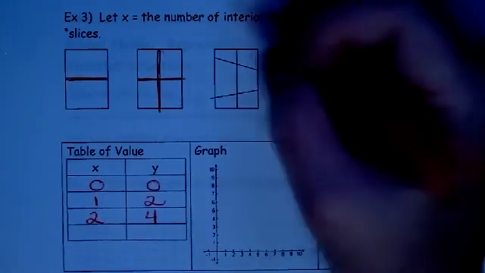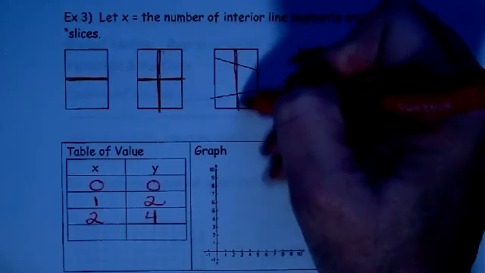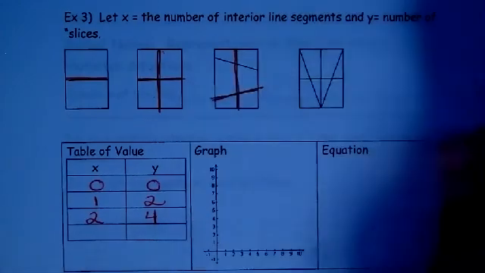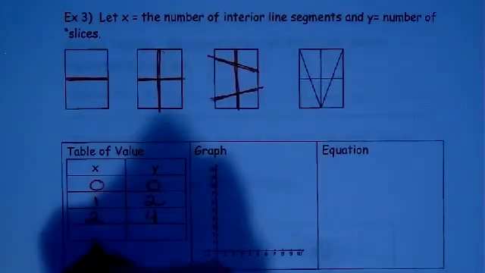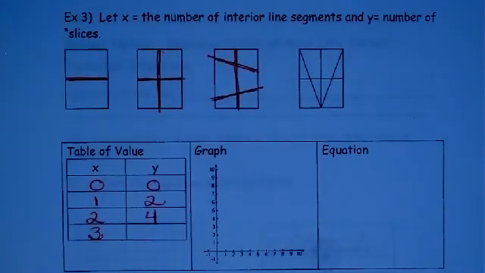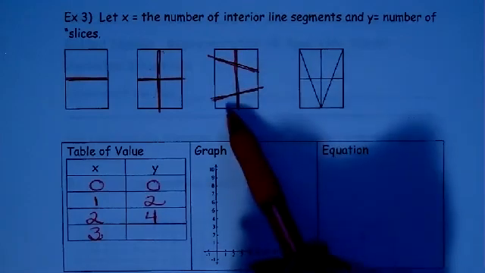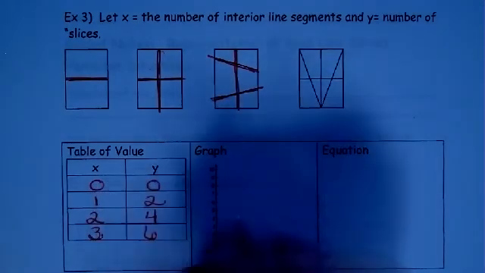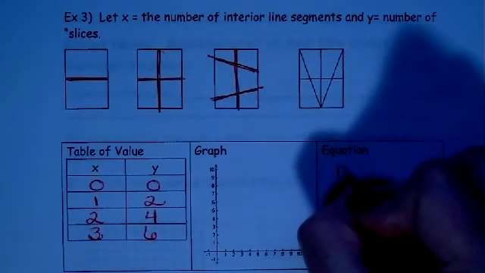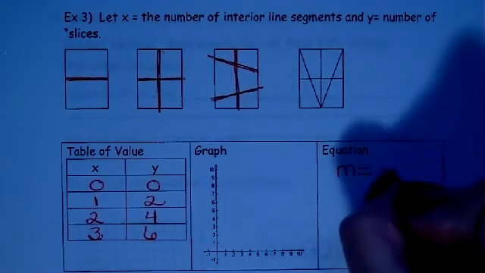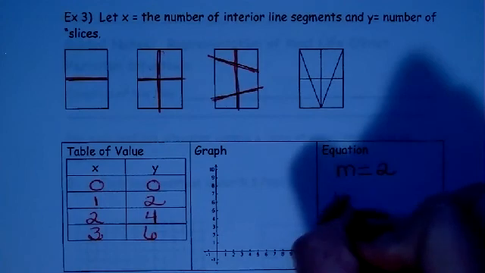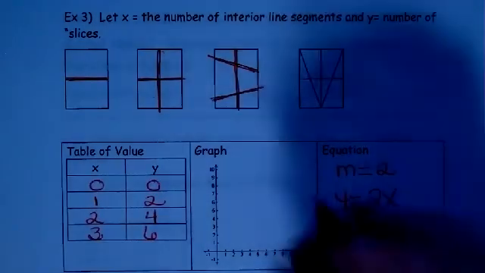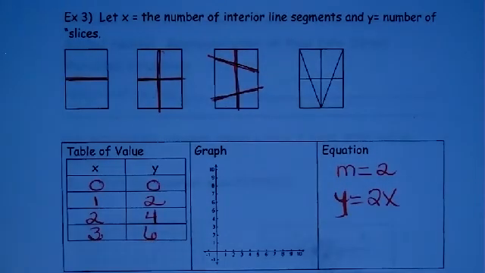Okay, if you look here, I've got this vertical slice on this third one. And I got this diagonal and that diagonal right there. So I have 3 interior line segments. And how many slices did I get? 1, 2, 3, 4, 5, 6. Okay, so what's my equation right here? What is my M? What am I multiplying by? I'm multiplying by 2, aren't I? They're doubling. So it's going to be Y equals 2x for my equation, right? Make that look more like a Y. There we go.